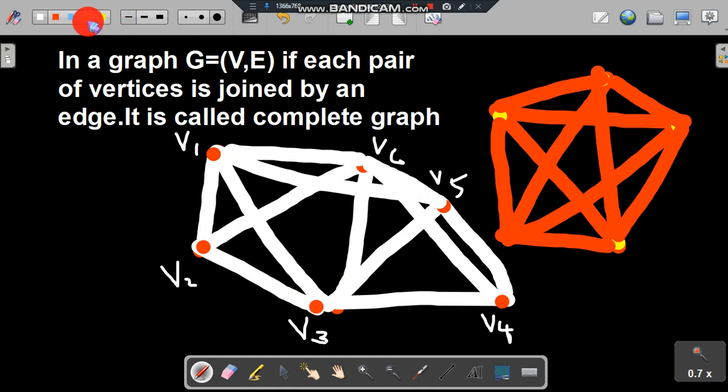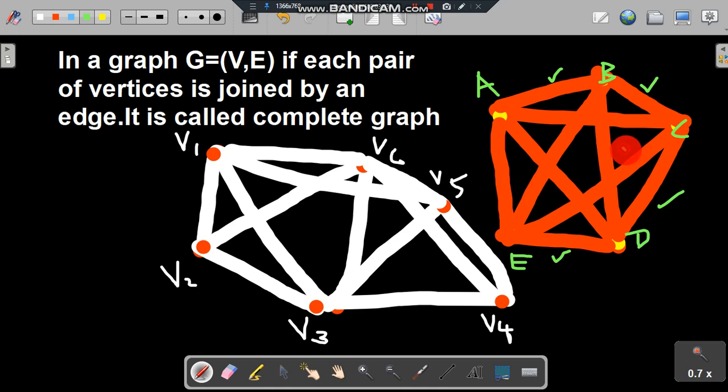Similarly, in this picture, you take that this is vertex A, this is vertex B, this is vertex C, this is vertex D, and this is vertex E. Now what you are seeing here is that each and every two vertices are joined by an edge. AB is joined by an edge. BC joined by an edge. CD joined by an edge. ED joined by an edge.